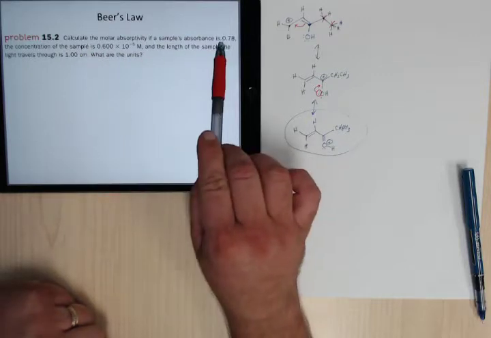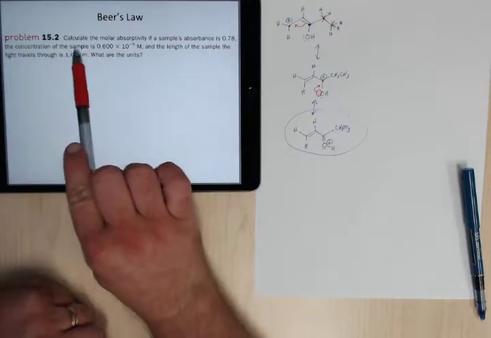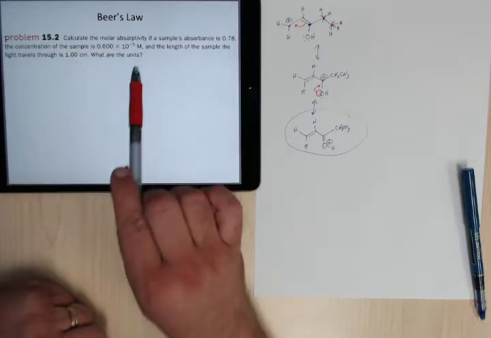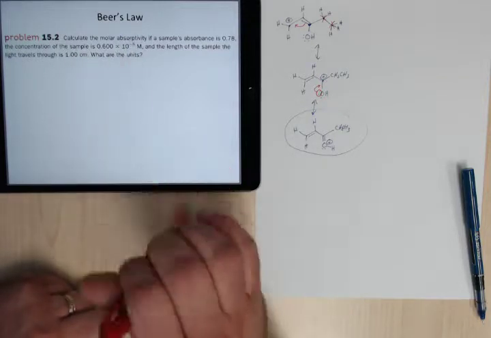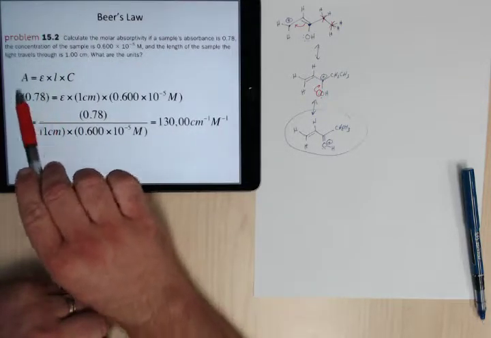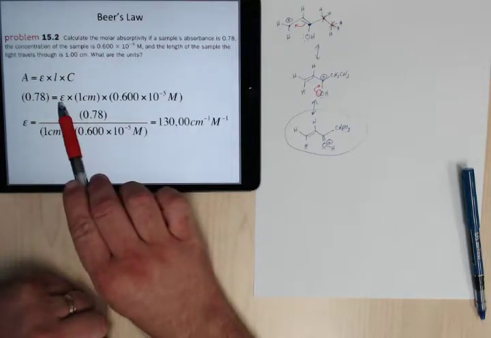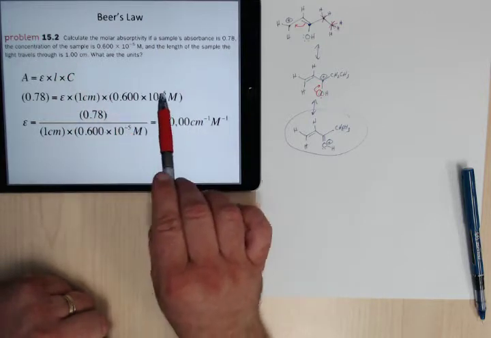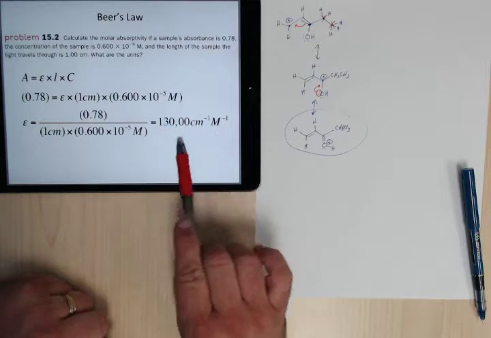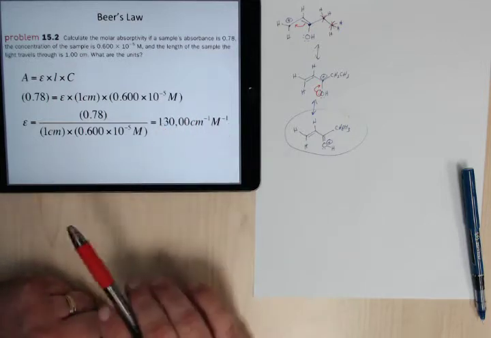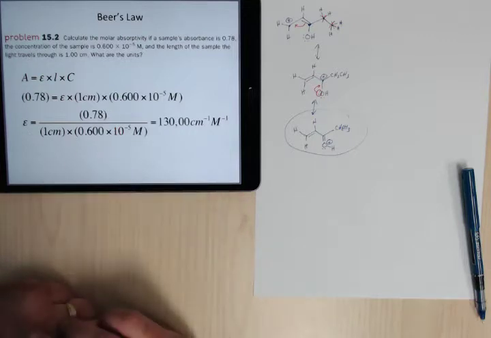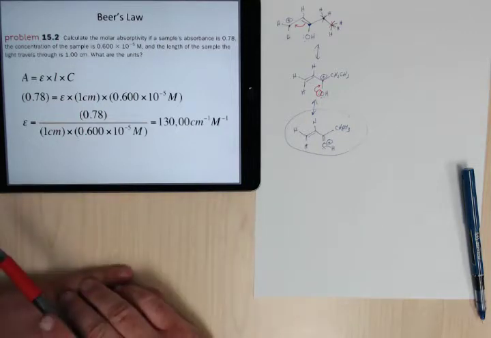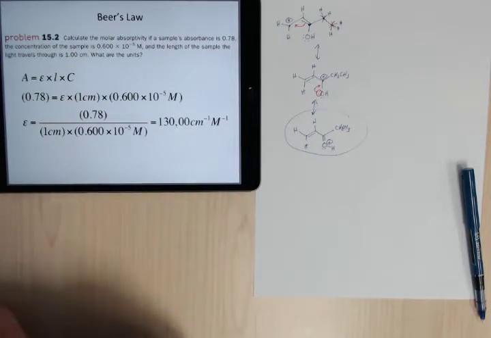So here you go, a calculation. Absorbance is 0.78. The concentration of the sample is that. The length the light travels through the sample is 1 centimeter. What are the units? This is to calculate the molar absorptivity. So this is absorbance, this is what we're looking for, 1 centimeter path length, a 1 centimeter cuvette, and then this is the molarity. You come in here, and this is your molar absorptivity. Notice that the wavelength of light is not in this calculation. You could say that it absorbs at, I don't know, 500 nanometers. That doesn't make a difference. It's not part of the equation. It does not matter.